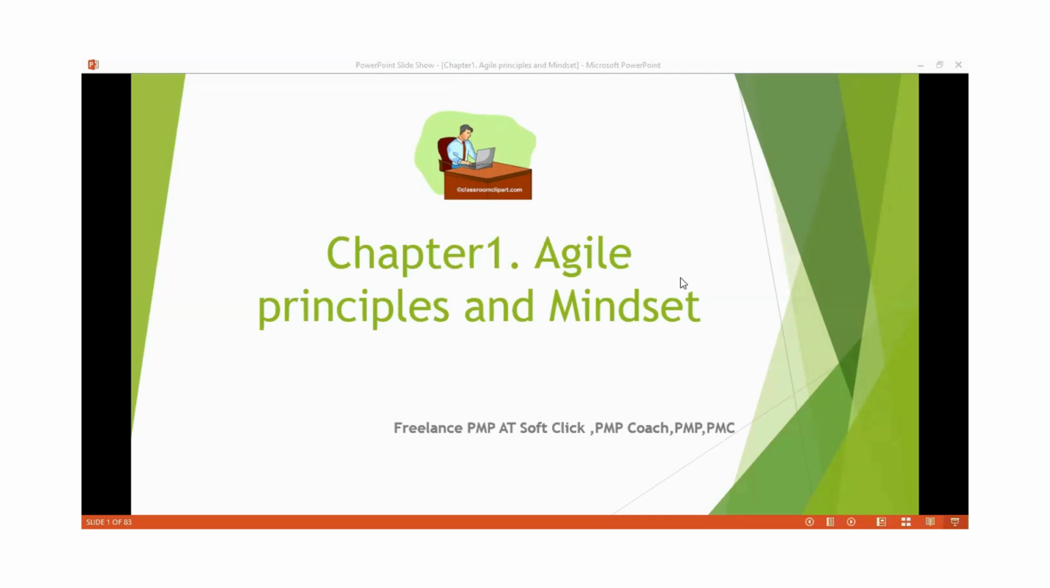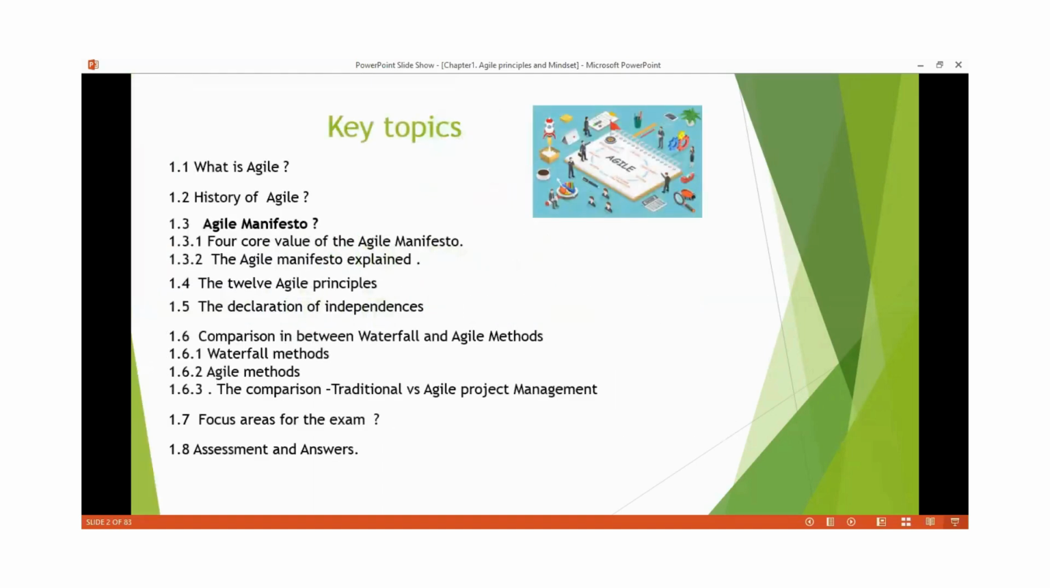Together we'll be looking at the ACP, Agile Certified Practitioner, discussing Chapter 1, Agile principles and its mindset. In our calendar, we have three topics. We're going to look at defining what Agile is, the history of Agile, the Agile Manifesto, the four core values of the Agile Manifesto, the Agile Manifesto explained, and the 12 Agile principles.